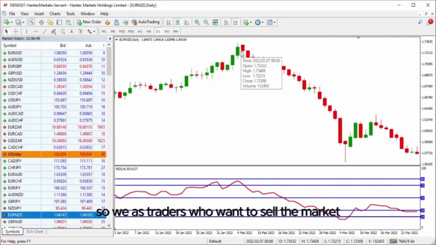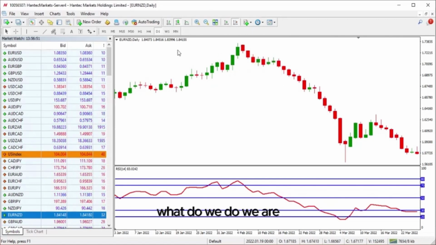So we, as traders who want to sell the market, what do we do? We take advantage of this, and the market is coinciding in an area of value. The RSI is giving us extremely overbought at this zone.